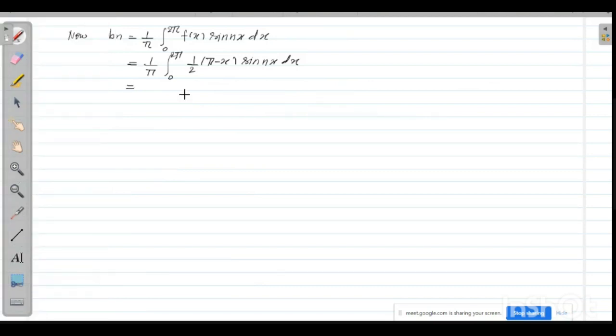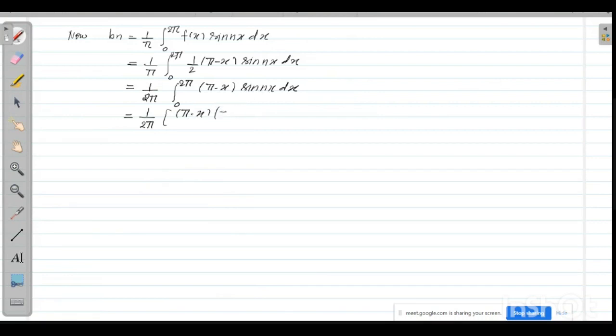So this is equal to, 1 upon 2 is a constant, we take it outside, so this becomes 1 upon 2 pi integration of limit 0 to 2 pi and (pi minus x) sine nx dx. Okay, so just observe whether the function is in product form or not. It is already in product form, so just integrate it by using generalized integration by parts. So 1 upon 2 pi, this is u and this is v.